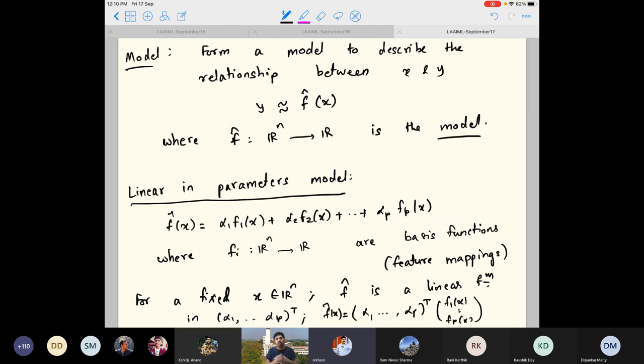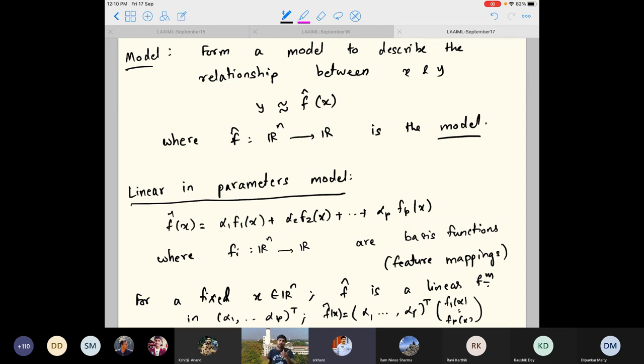So what is the objective now? f1, f2, fp are also fixed, already chosen. Then what are the unknowns? Once you fix f1, f2, fp, the unknowns are alpha 1, alpha 2, alpha p. They are the parameters.